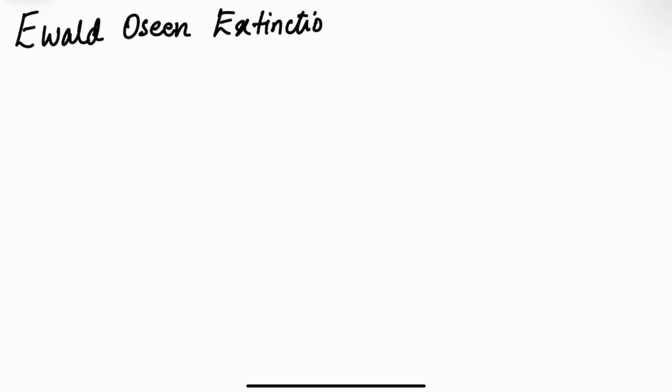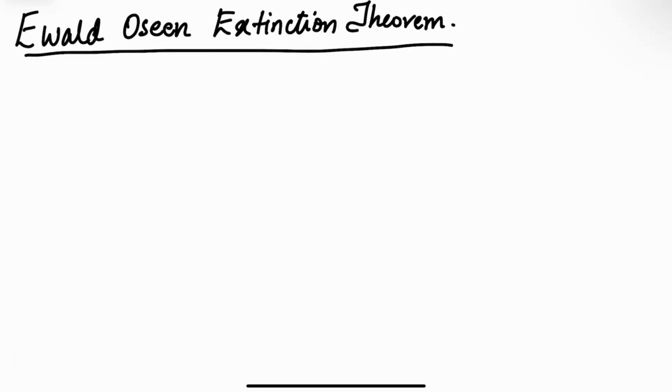method of moments. Okay, so before we do that, we need to introduce one theorem, which is called the extinction theorem, that will help us make the connection between a given electric field and its current distribution, and we'll see why that connection will be important to establish the integral equation. Okay, so the theorem is called the Ewald-Oseen extinction theorem. Okay, so we'll start with this.